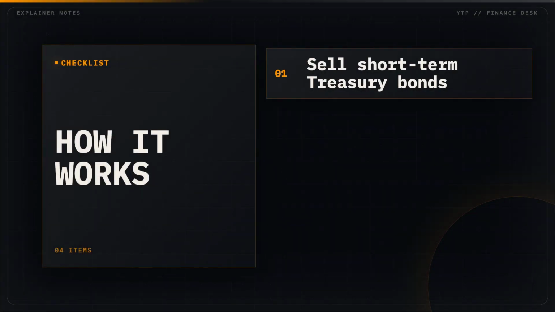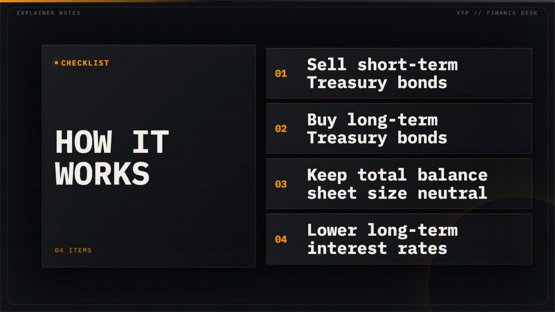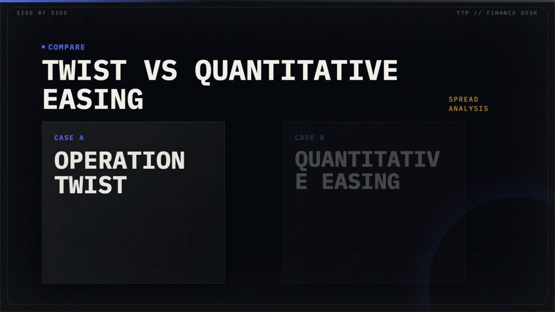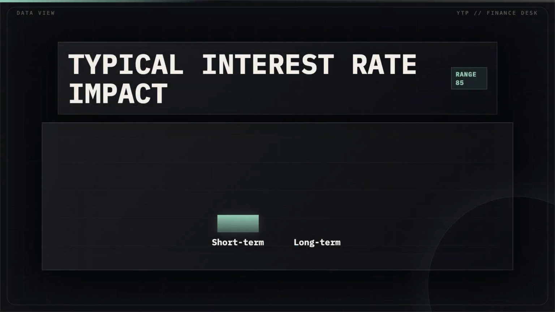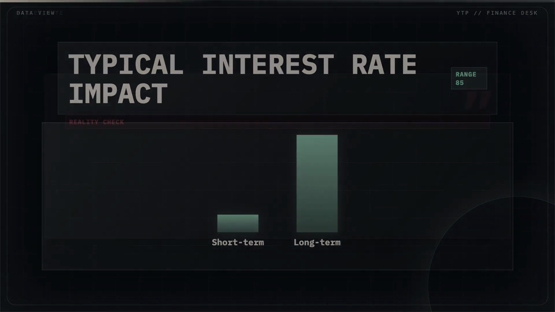By selling short-term debt and buying long-term debt, the Fed forces long-term prices up and yields down without printing new money. Unlike quantitative easing, which prints money to buy assets, a twist is a swap. It changes the composition of the Fed's holdings. The goal is to push long-term rates down, which makes borrowing for homes and businesses cheaper, supporting the broader economy.